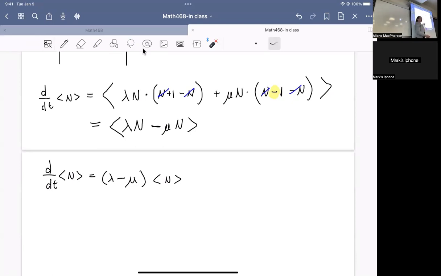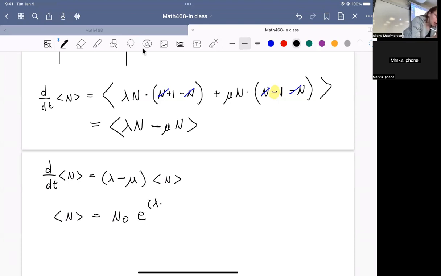You could do separation of variables and you could solve this and you would get that the expected number of species, the average number of species, is equal to the initial number of species, e to the lambda minus mu times t, where this is a function.